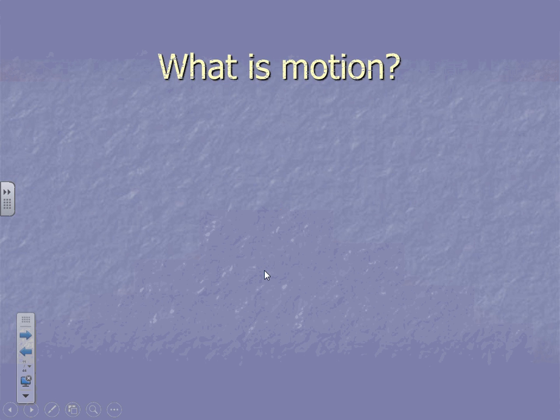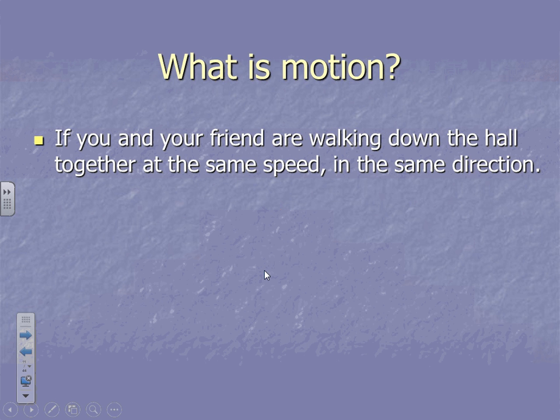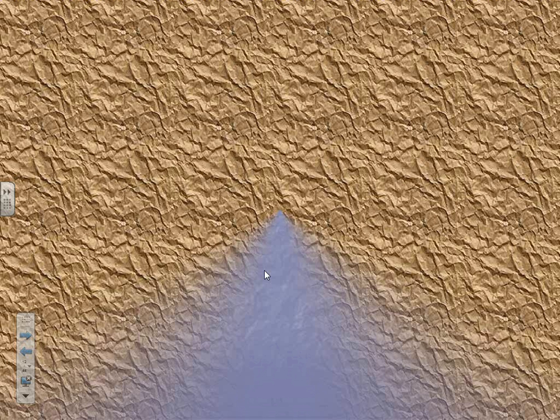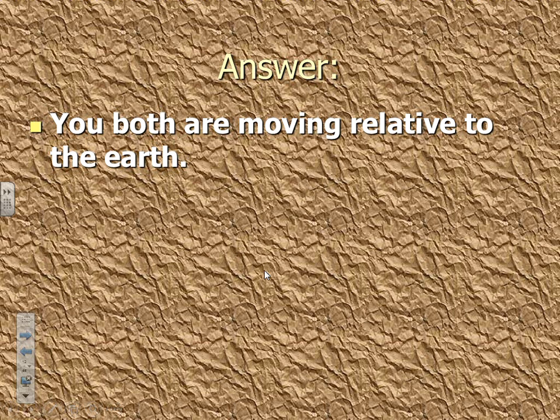Okay, let's ask that one more time. Again, you're walking down the hallway, same speed and same direction as your friend. Are either of you moving relative to the Earth? Now, if we look at that, you are both moving relative to the Earth. So what does this come up? We have several questions here.